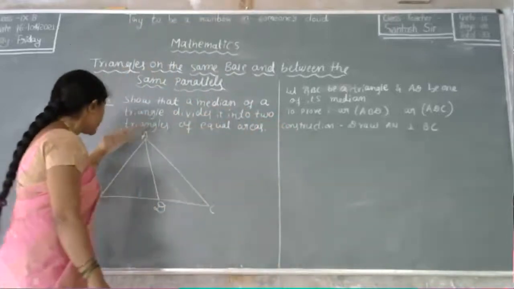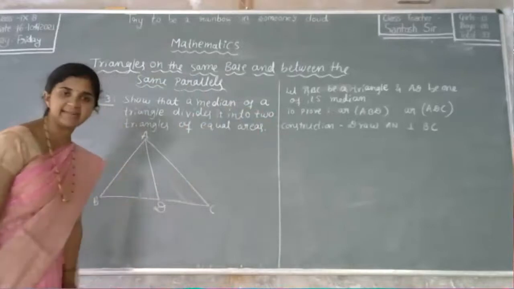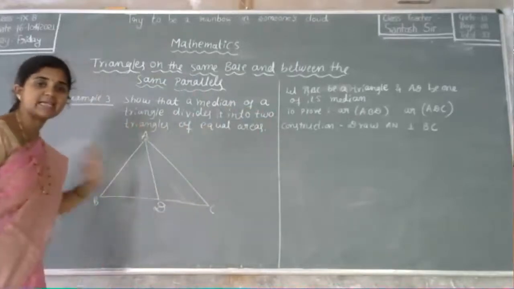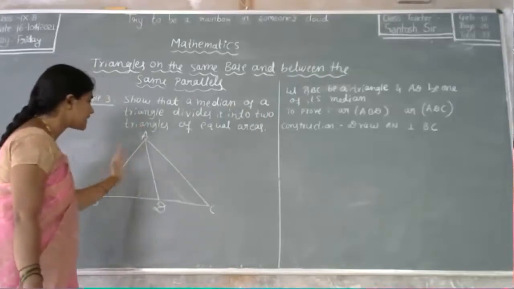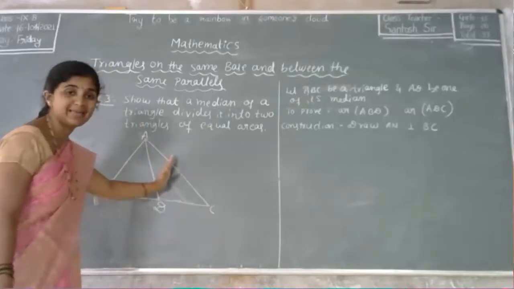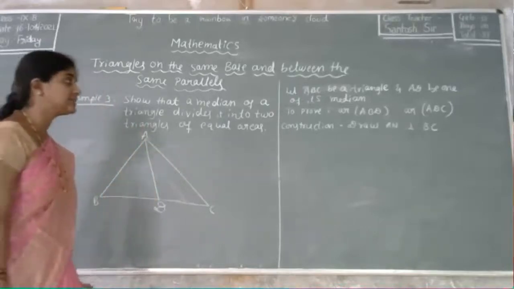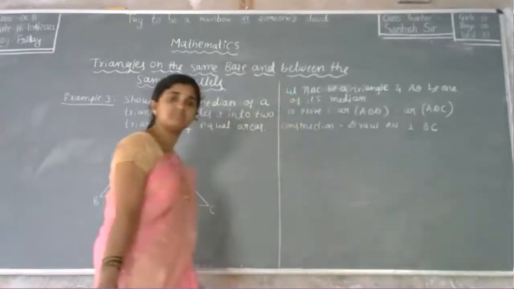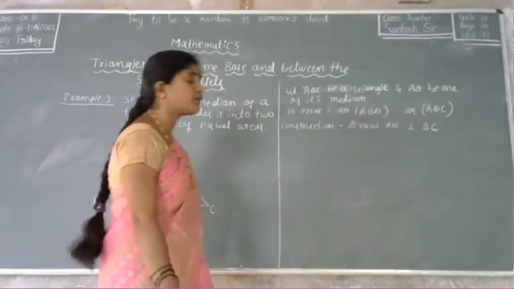So we have to take a big triangle ABC, for which AD is a median. Now we have to show that this median divides the triangle into two equal areas. That means area of ABD equals area of ADC. We have to show that, given ABC a triangle and AD its median, the area of ABD is equal to the area of ADC.